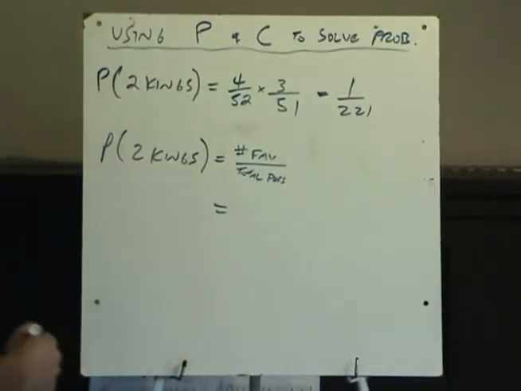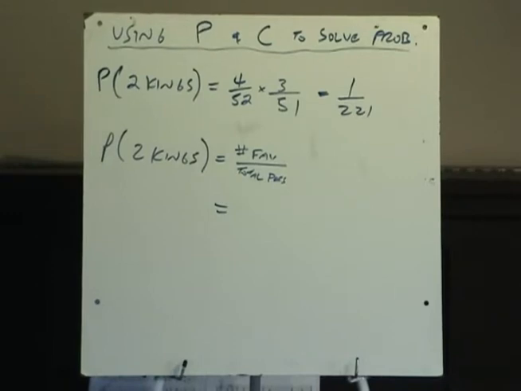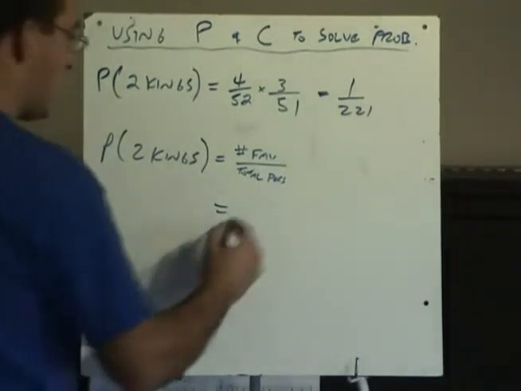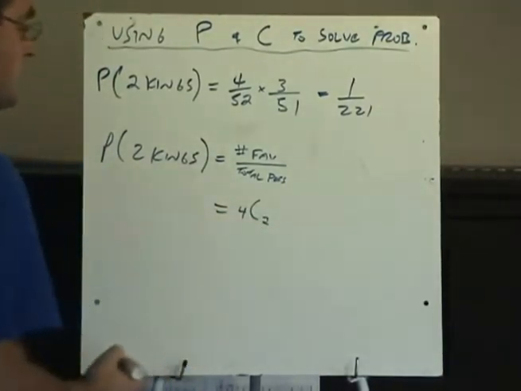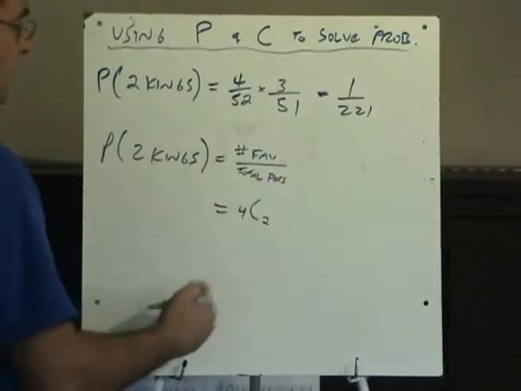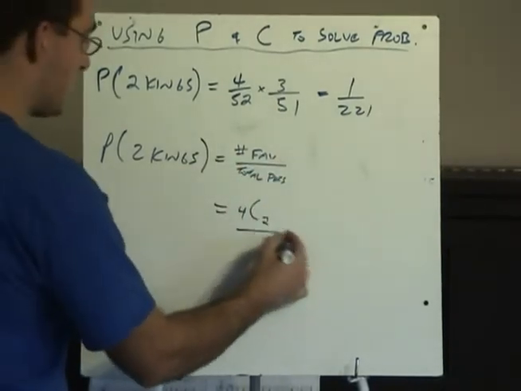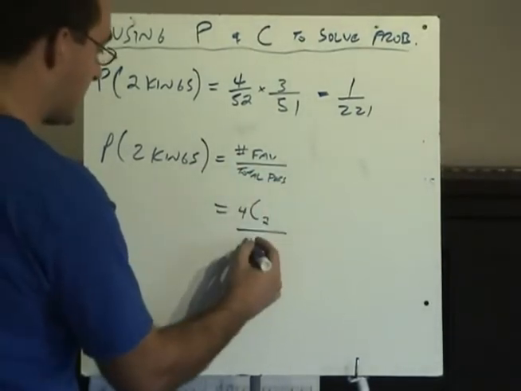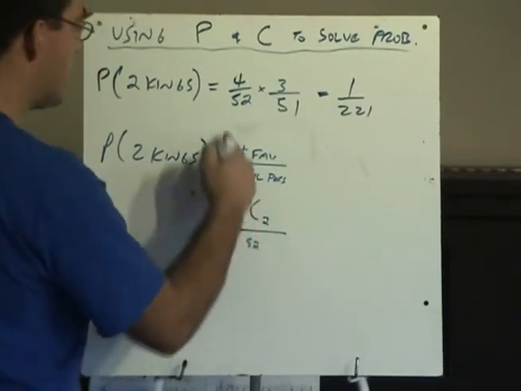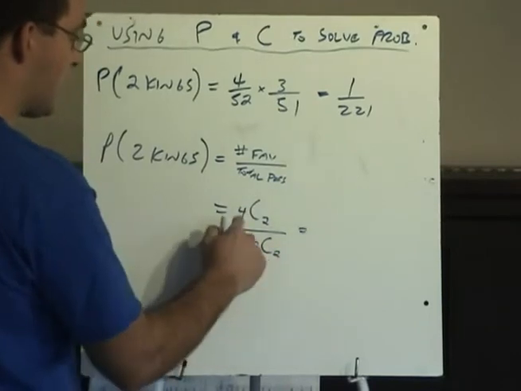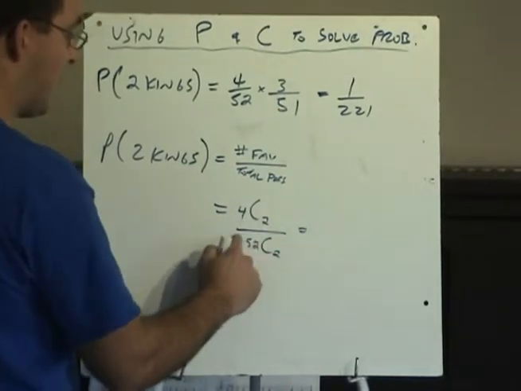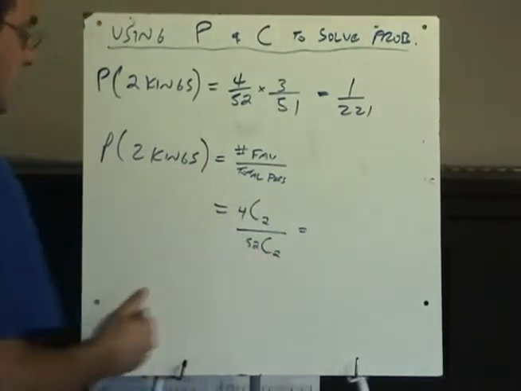Well, what if we asked ourselves how many ways could we select 2 kings out of the deck? We know there are 4 kings in the deck, and we want to choose 2 of them. Those are our favorable things. We've got 4 kings, we want to choose 2. The total possible ways of choosing 2 cards would be all of the cards, 52, choose 2. So 4 choose 2 over 52 choose 2.